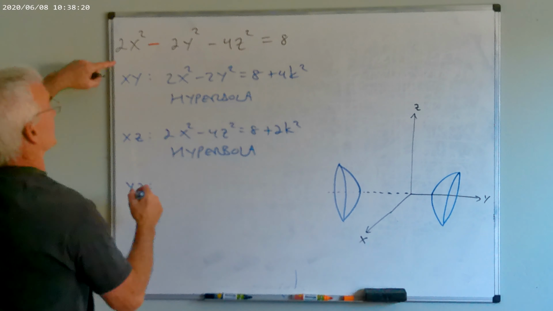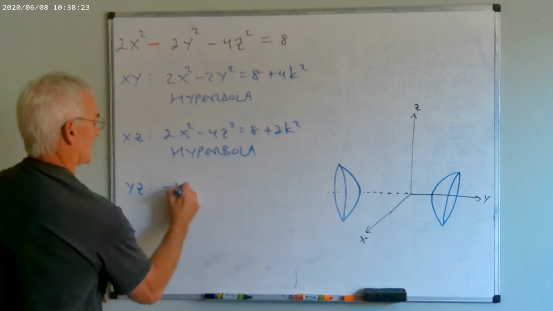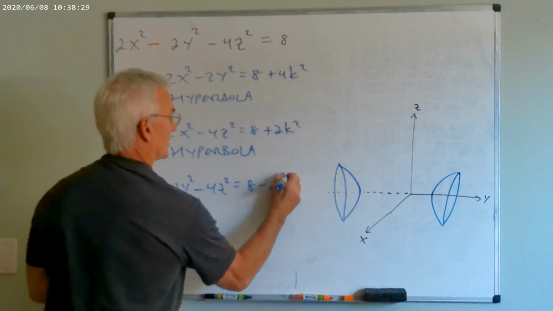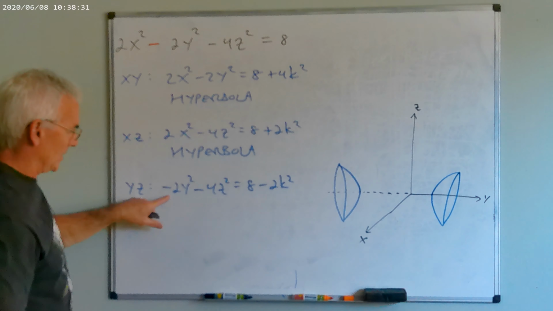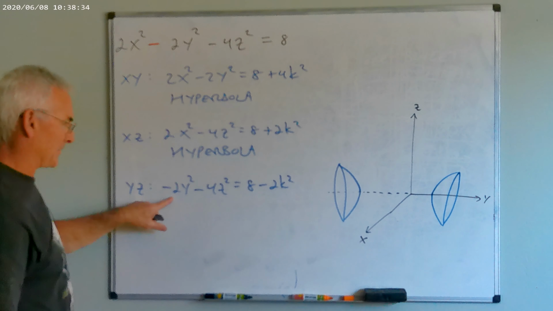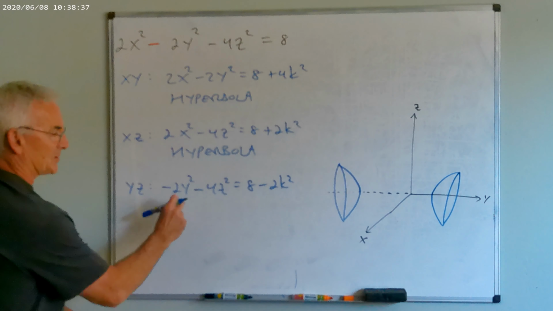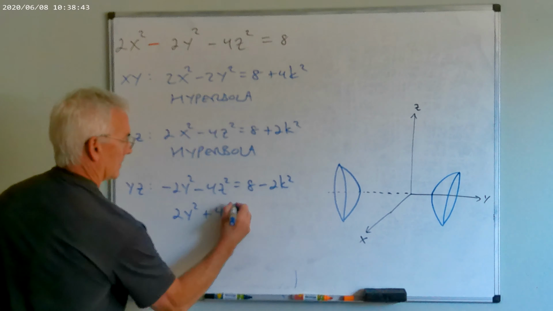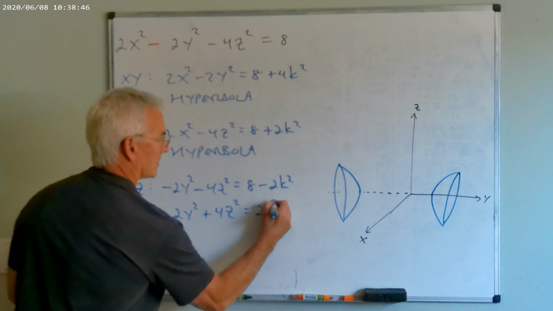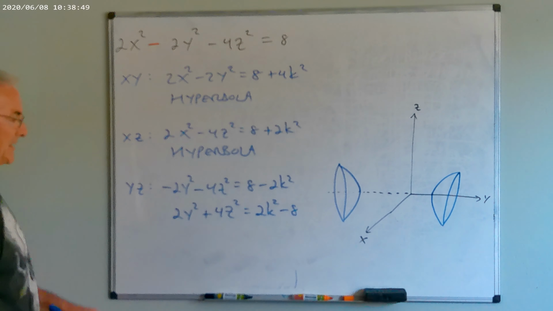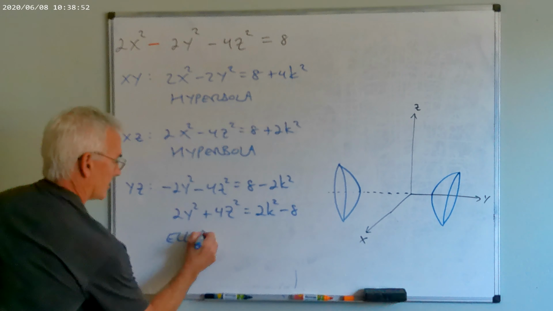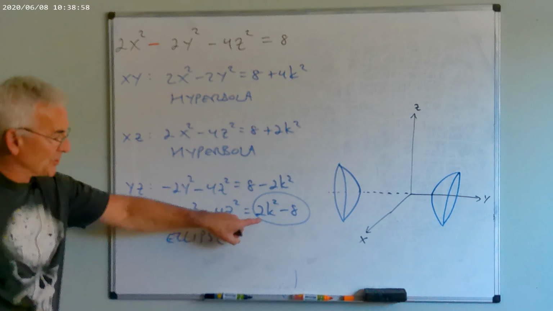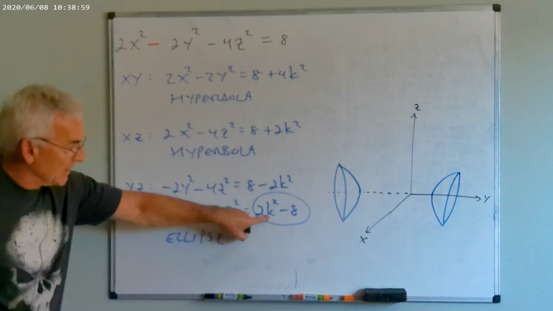Now the yz plane is interesting. So I'm going to have negative 2y squared, negative 4z squared equals 8 minus 2k squared. That is most definitely not a circle because these are both negative, and I can't have a negative sum of squares. So let's multiply both sides by negative 1. That changes everything. This is an ellipse, but that part there still has to be non-negative, which means if k is too small, this would be impossible.